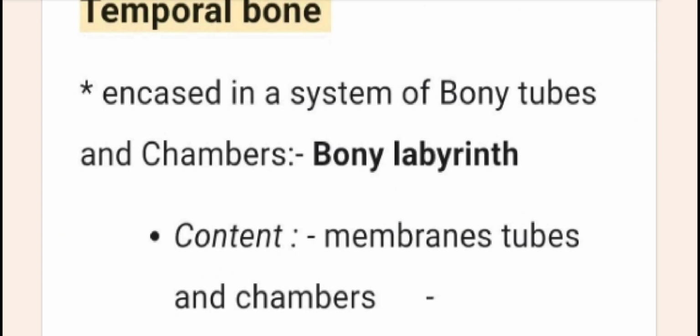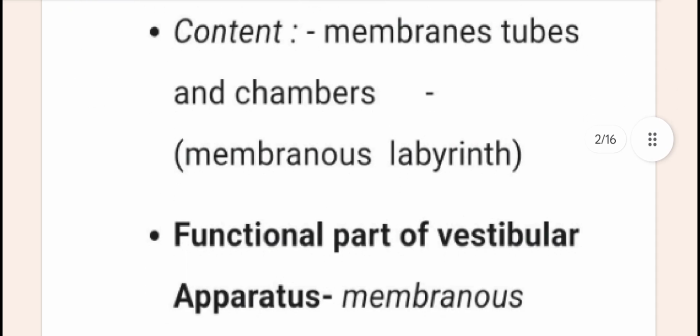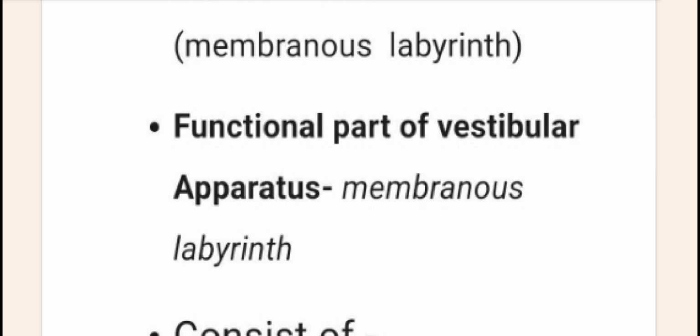It is encased in a system of bony tubes and chambers. So that is called the bony labyrinth, and its content is membranous tubes and chambers. I hope it is understood. Okay, what I said, it is encased in a system of bony tubes and chambers. We call it the bony labyrinth, and its content is membranous tubes and chambers. That is called the membranous labyrinth. The functional part of the vestibular apparatus is the membranous labyrinth. Okay, the functional part is the membranous labyrinth.